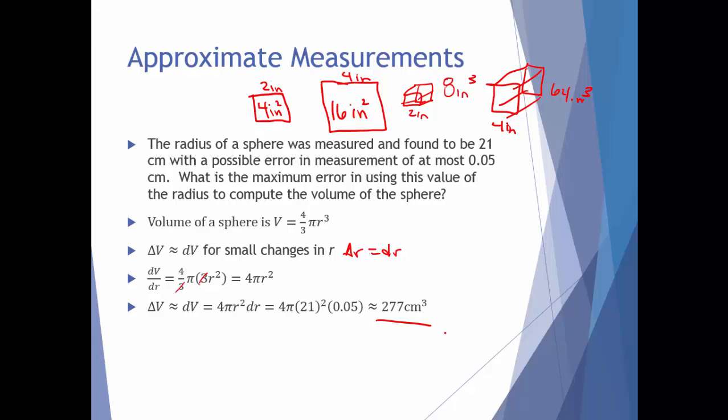So for an error in measurement of 0.05 centimeters on a radius, you run the risk of having that volume be off by up to 277 cubic centimeters. That's a huge change. And that's just one of the ways we can use differentials.